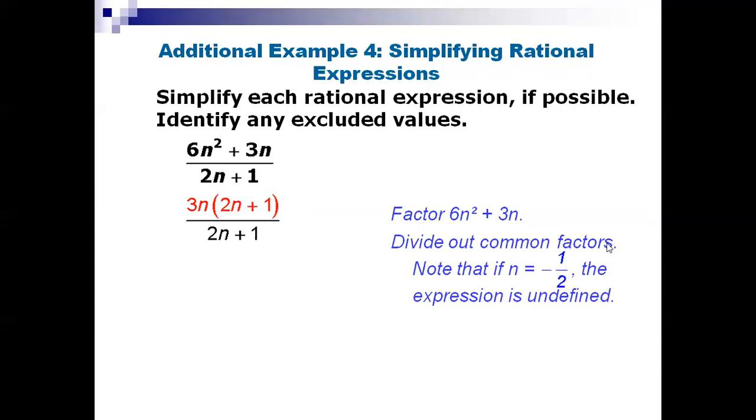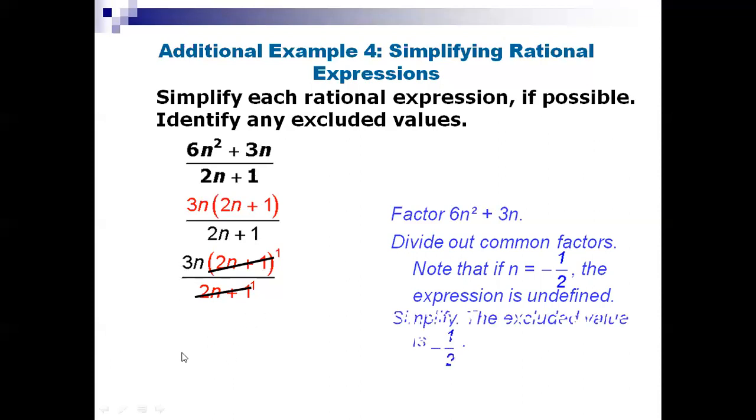Divide the common factors, okay? So take note here. If you equate the denominator to 0, n equals negative 1/2 is the value that makes your expression undefined. After that, simplify the given expression. Cancel common factors here. So we have 1 over 1. So 3n times 1 divided by 1 is 3n, and then the excluded value is negative 1/2.